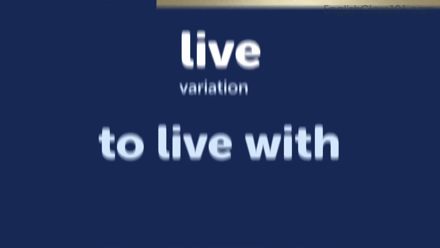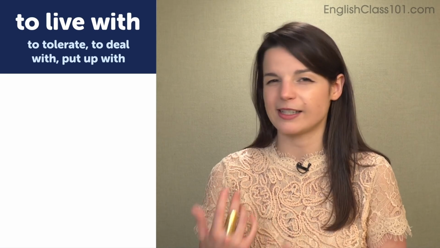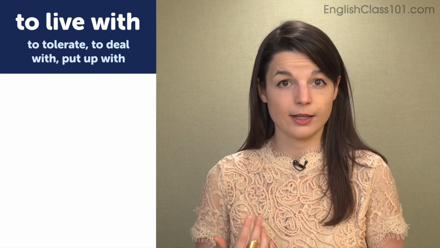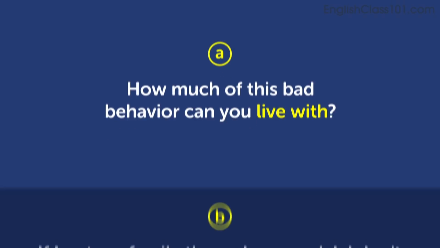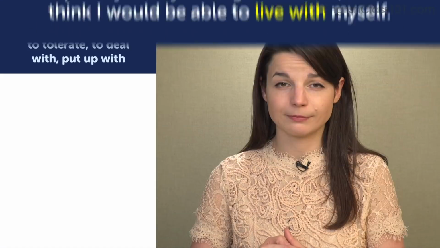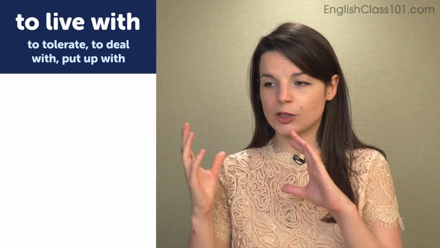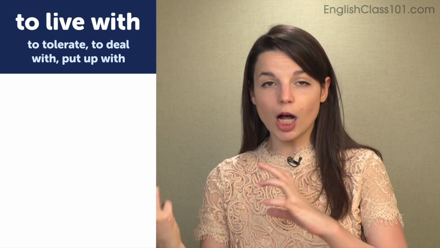Second variation is "to live with." To live with means to tolerate or to stand or to deal with something. Some examples. How much of this bad behavior can you live with? If I put my family through a scandal, I don't think I would be able to live with myself. Okay, so we see here to live with something means an ability to tolerate something.